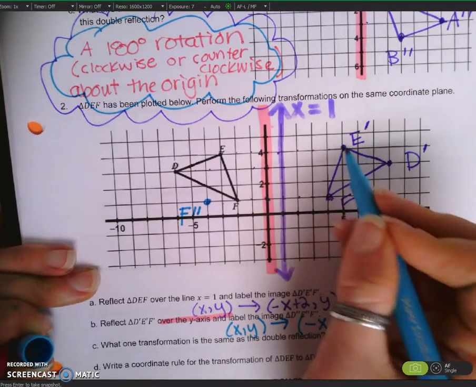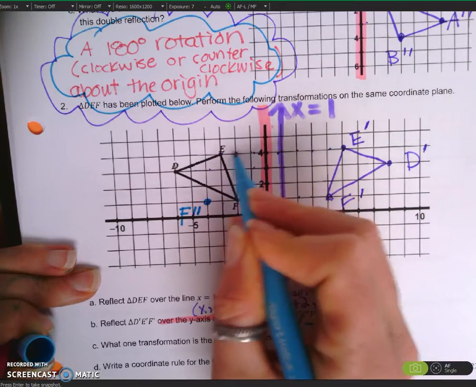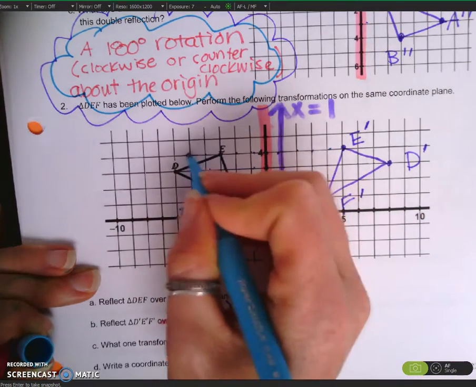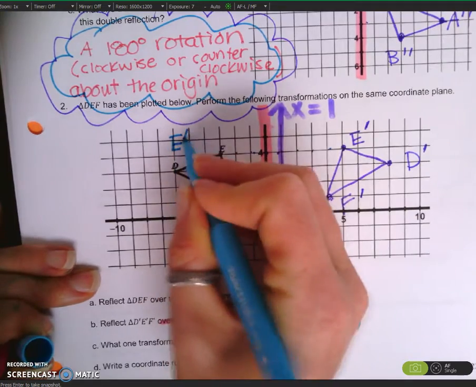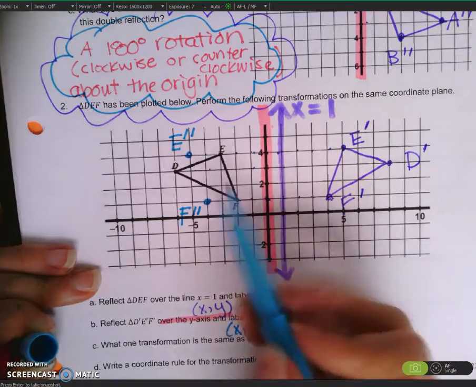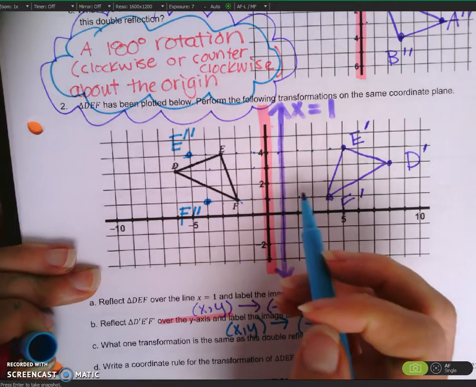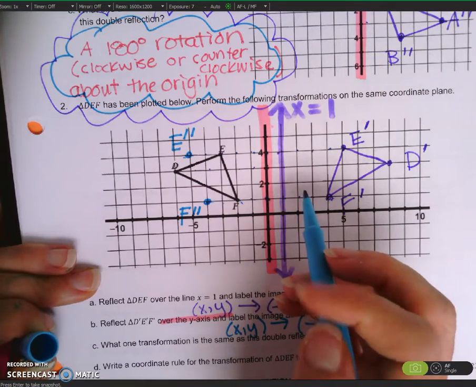Let's look at E. It's a little closer. 1, 2, 3, 4, 5. Do you see a pattern? Take a look up here. We're only 2 to the left.